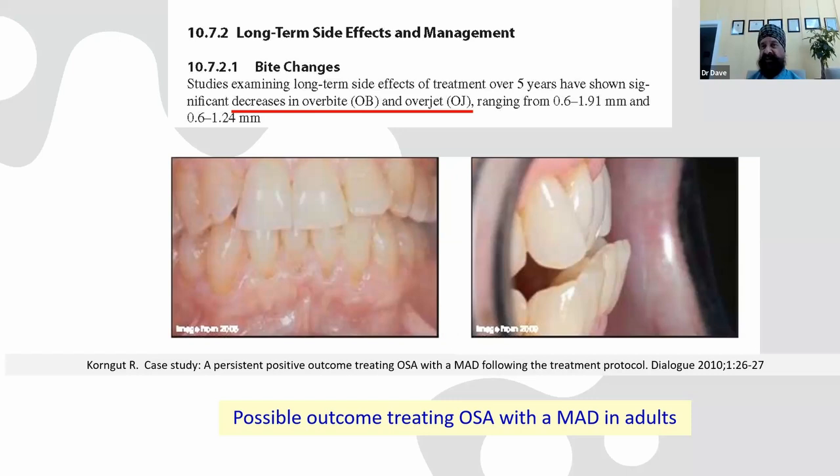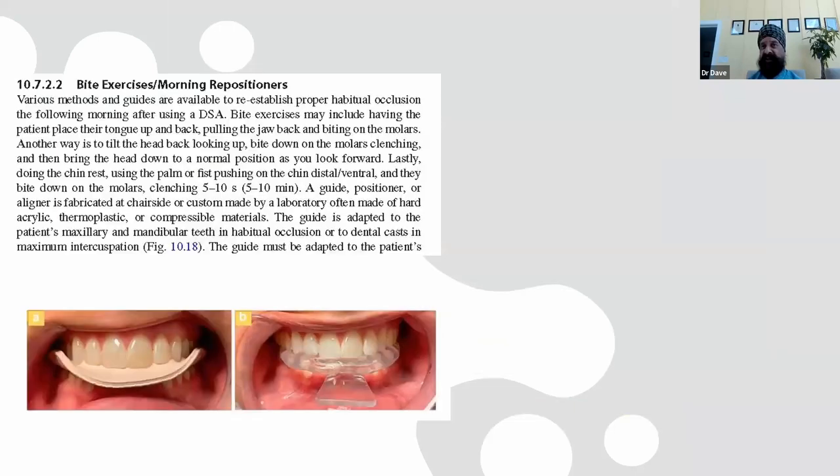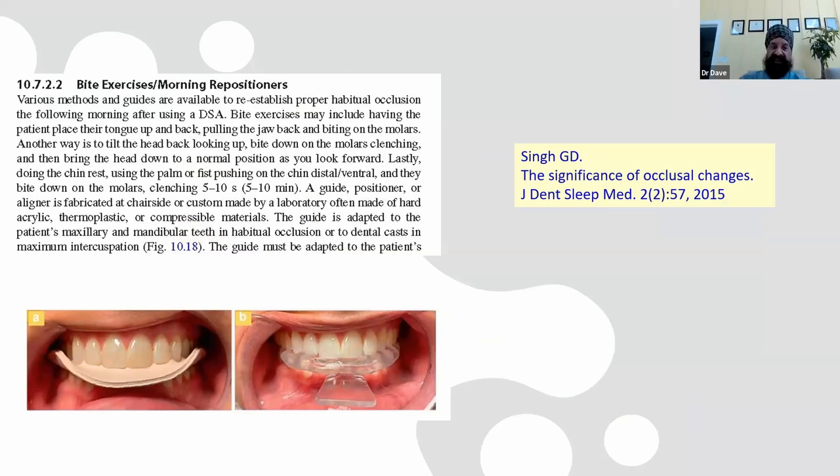And so patients are also concerned about their facial profile and how these devices might change them. In the right cases, they can actually be beneficial in terms of facial appearance, but you need to be aware of that before you start. So because of these bite changes that are anticipated, it's recommended that these patients do these bite exercises and wear these morning repositioners to put the mandible back where it was the night before. I personally and professionally disagree with that opinion. Of course, you can choose any protocol that works in your hands.